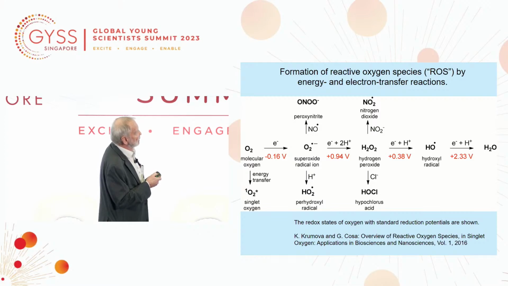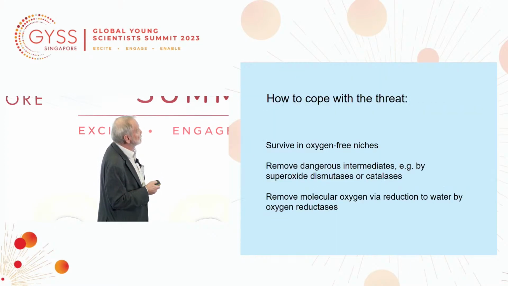With a second electron, you get hydrogen peroxide. With a third electron, you get a hydroxyl radical and a water molecule. That's the most dangerous species, which you don't like to have in your body. And then adding a fourth electron, you get a second water molecule back. And you have to get rid of all these reactive oxygen species.